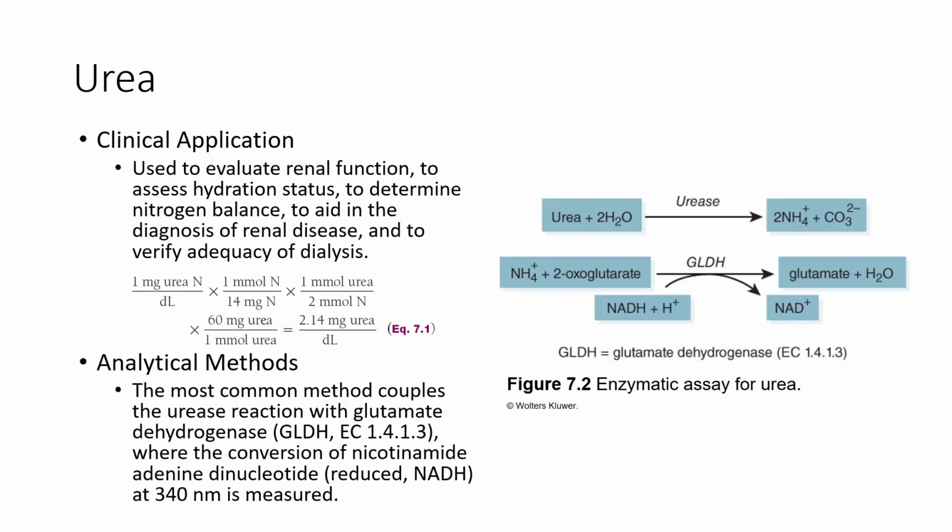Clinical application: it is used to evaluate renal function, to assess hydration status, to determine the nitrogen balance, and to aid in the diagnosis of renal disease and verify adequacy of dialysis. Analytical methods: the most common method couples the urease reaction with glutamate dehydrogenase, where the conversion of nicotinamide adenine dinucleotide reduced, NADH, at 340 nanometers is measured. So, spectrophotometric assay.